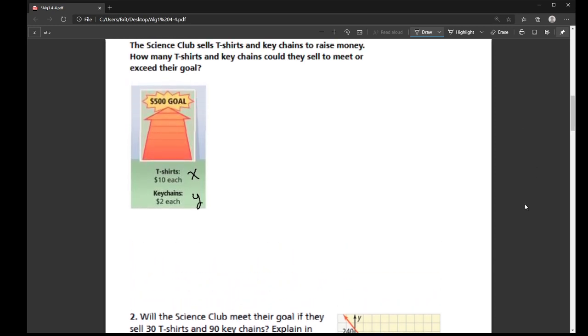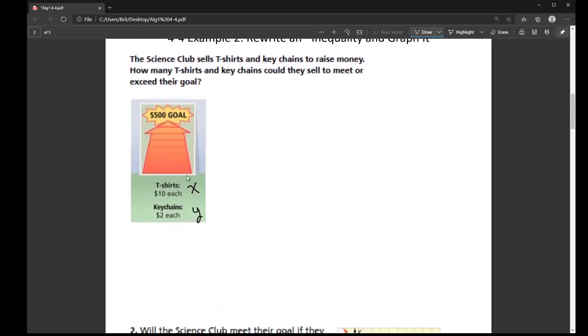Yeah, that's what they do later on. That way, I use variables that I'm used to using, okay? So if they have a $500 goal, that means they want to make at least $500, right? So they want to make more if possible. So my inequality, when I go to write it, needs to be more than the 500, but it could equal that 500. They could sell exactly $500 worth of stuff and meet that goal.